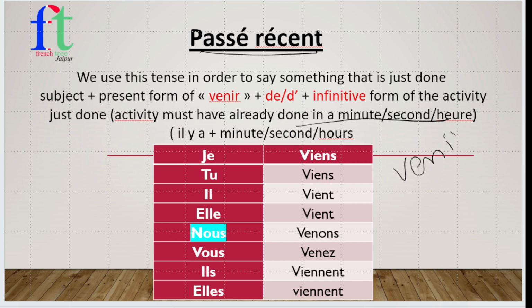Okay, how to form passé récent? We just need the conjugation of which verb? Venir. The conjugation of venir is: je viens, tu viens, il vient, nous venons, vous venez, ils viennent, elles viennent. Okay, so basically we need the conjugation of venir for forming the tense passé récent.